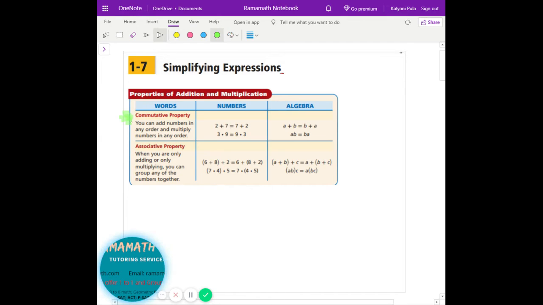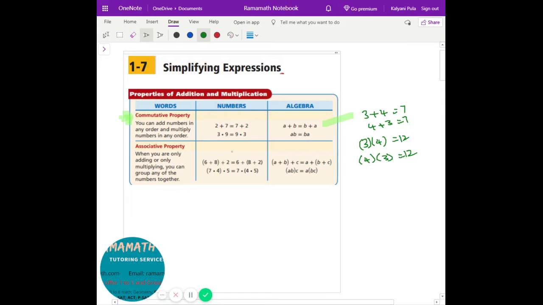So commutative property is basically if you add two numbers, order doesn't matter. a plus b is the same as b plus a. In algebra, we say a plus b is the same as b plus a. Same thing, ab equals ba. What does that mean? Let's say I take 3 and 4. 3 plus 4, which is 7, and then 4 plus 3, it's also 7. So it doesn't matter which order you add them. Same thing, 3 times 4 is 12, and then 4 times 3 is also 12. So it doesn't matter which order you do that.